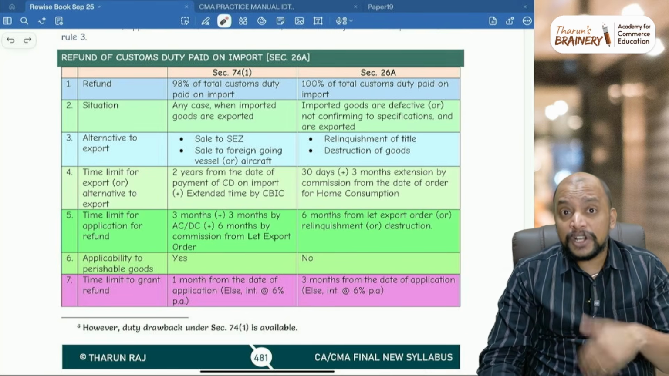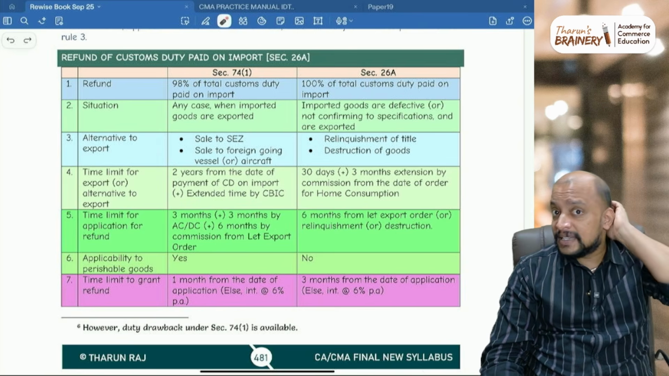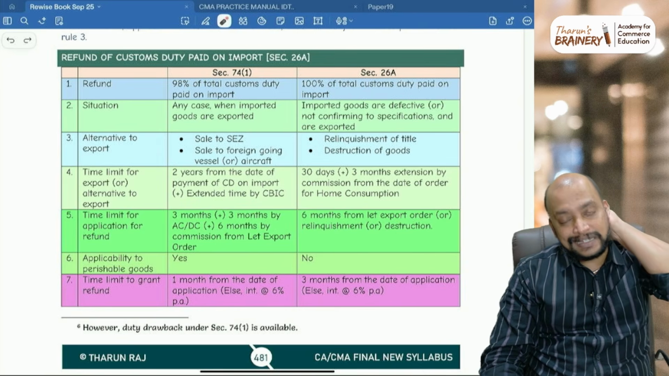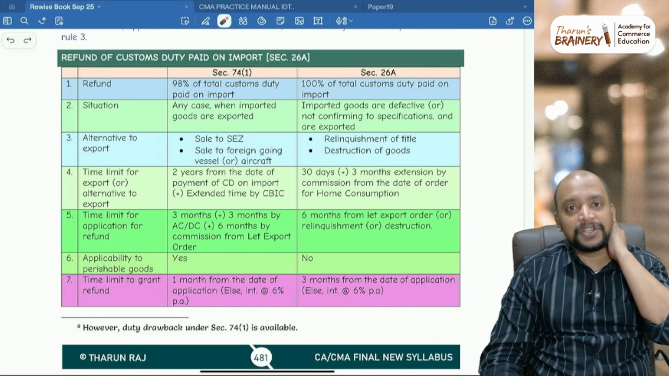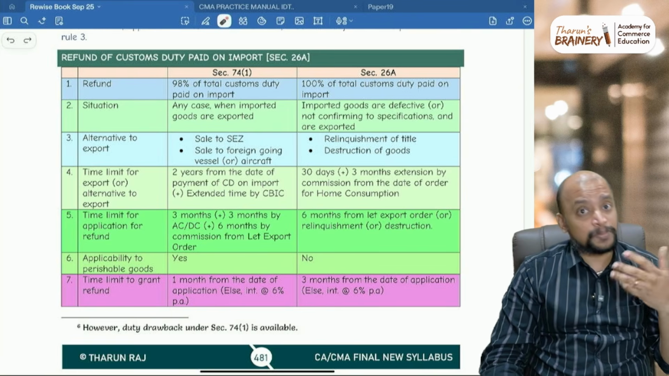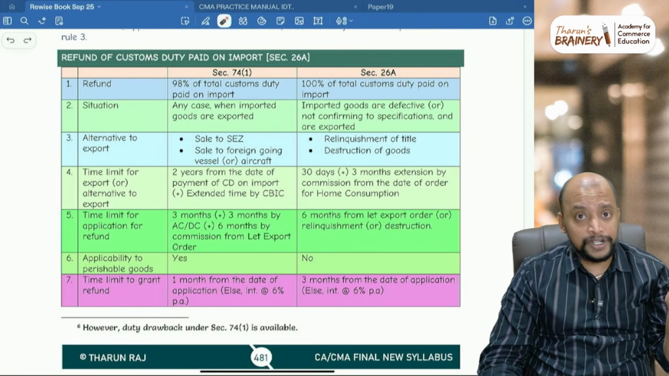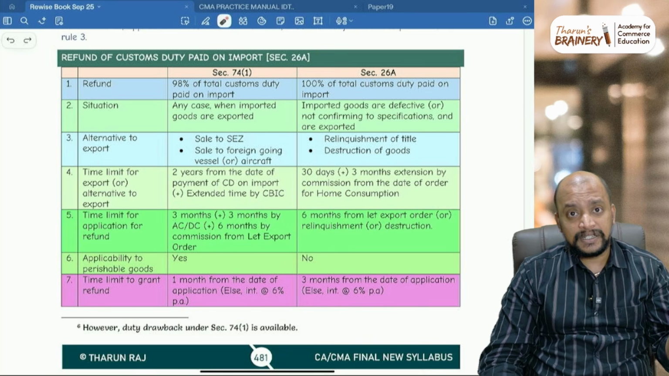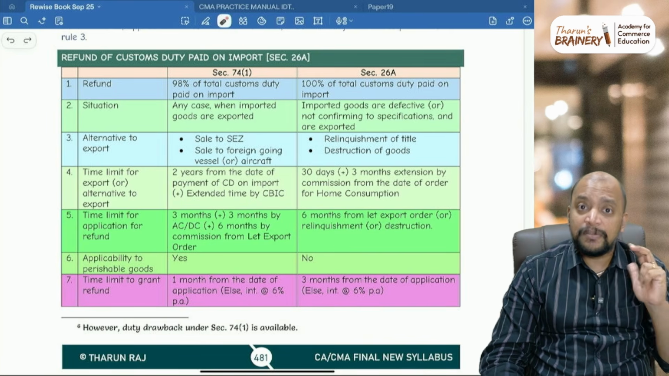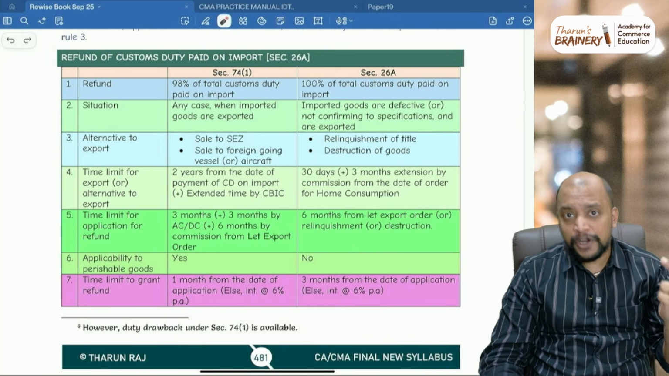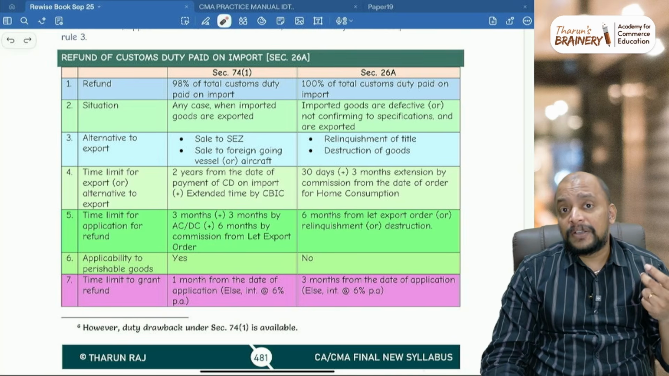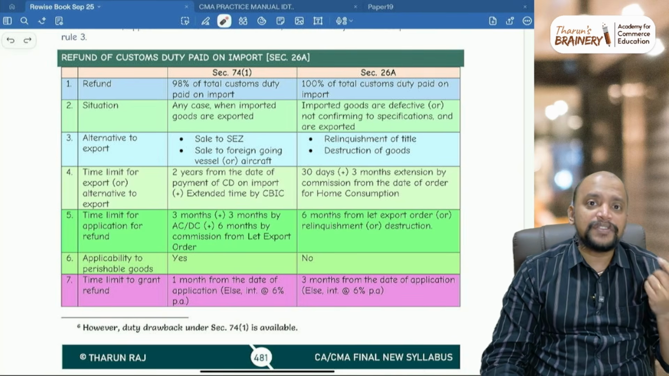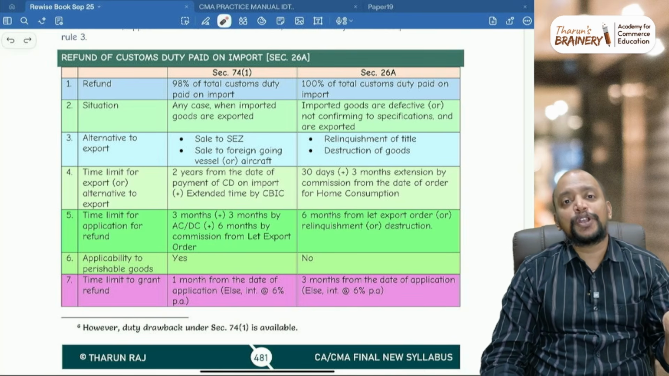Then instead of export, can we do anything? Still we will get duty drawback? Yes. Please look into 74 subsection 1. Either you export imported goods and you will get duty drawback, or sell it to a foreign going vessel or aircraft. Then also it will be deemed as export and you will get duty drawback, or you sell it to SEZ. Then also it will be deemed as export and you will get duty drawback.